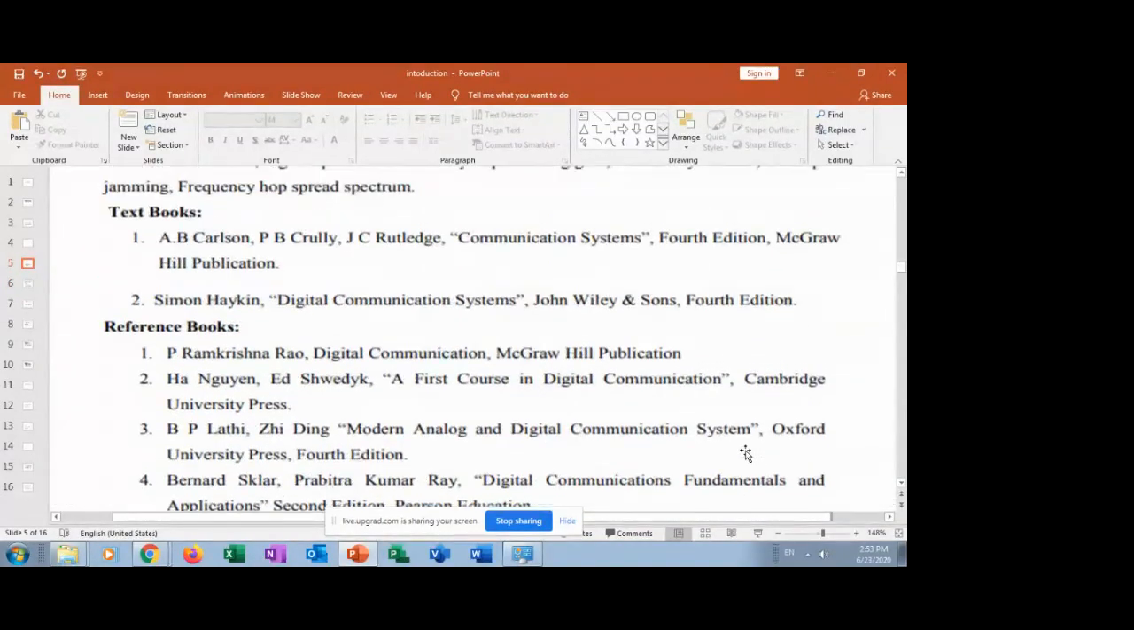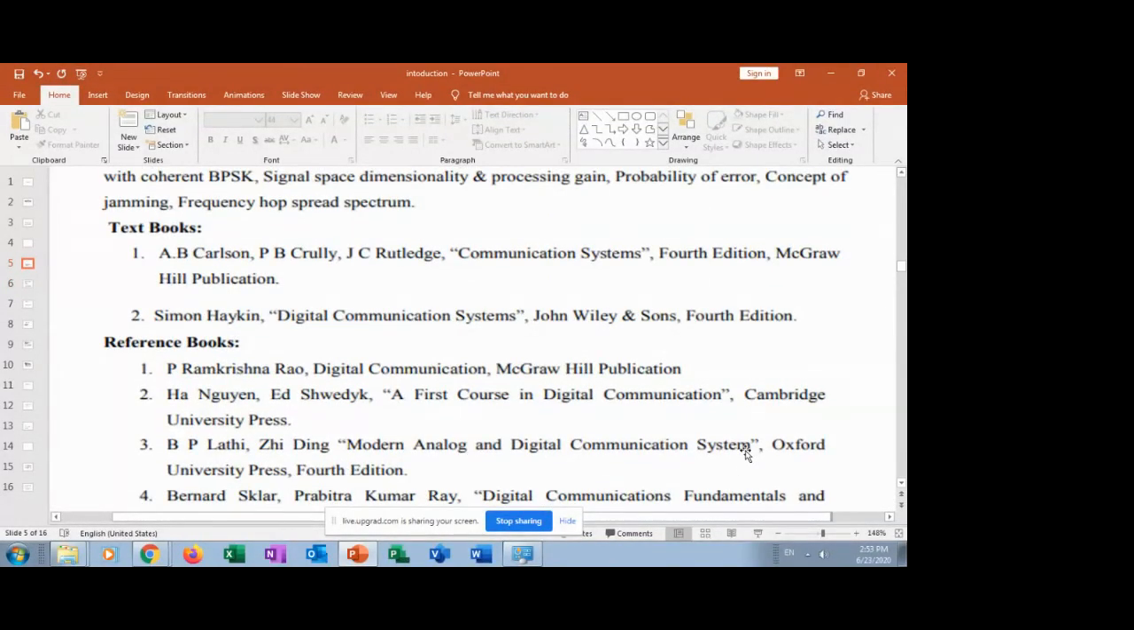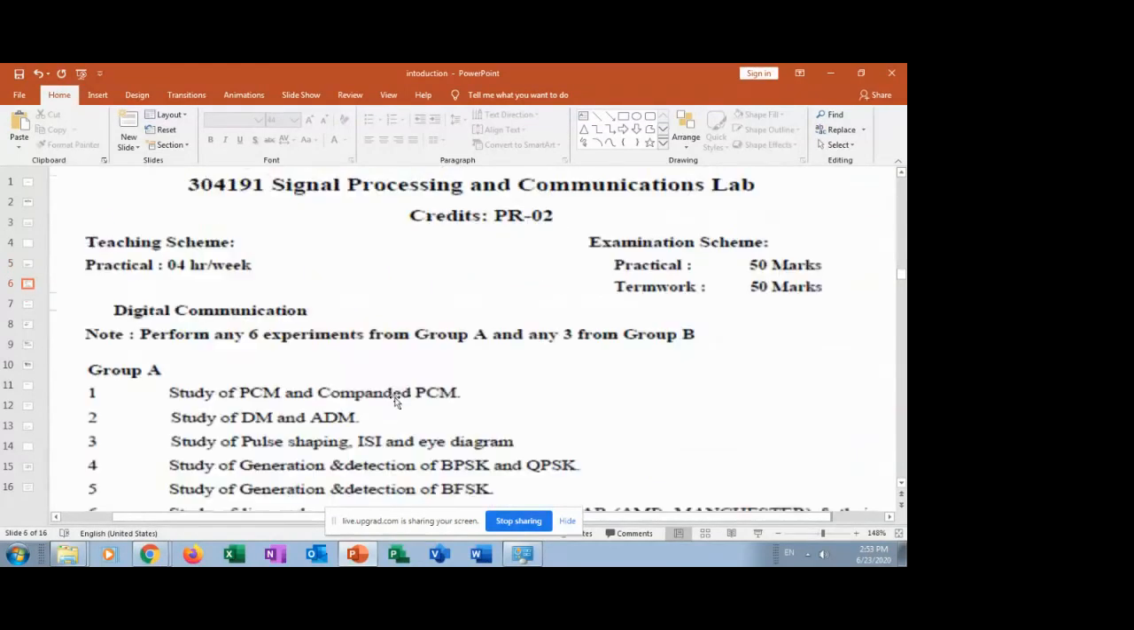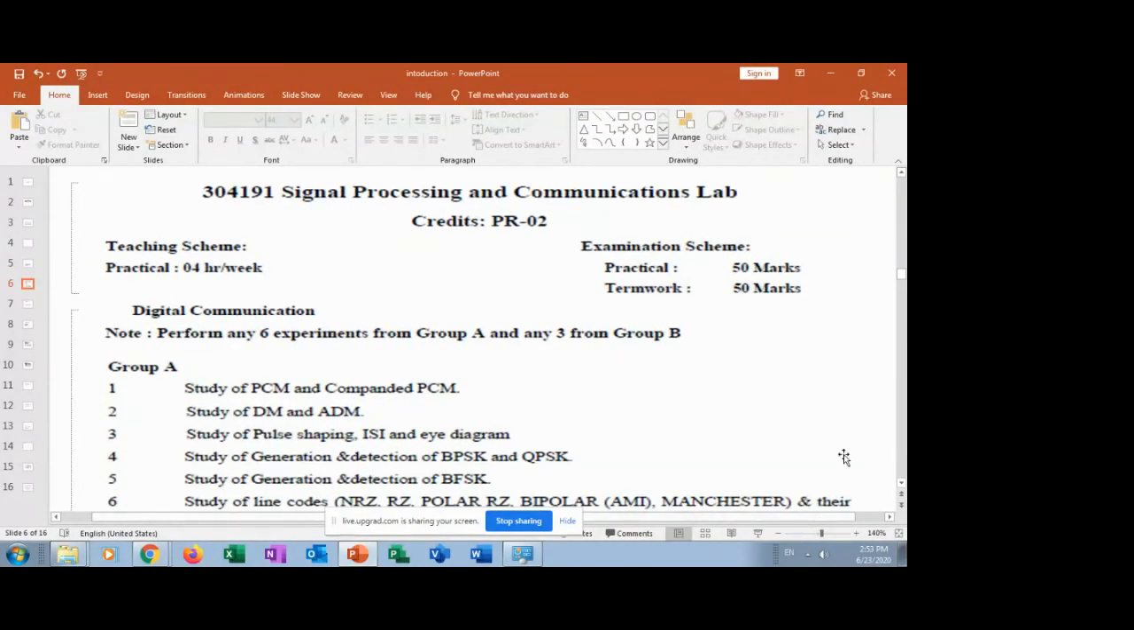Now here there are some textbooks and reference books. I will provide some soft copy, a PDF copy, also, don't worry. Shortly we will discuss the practical session, meaning the practical examination scheme.